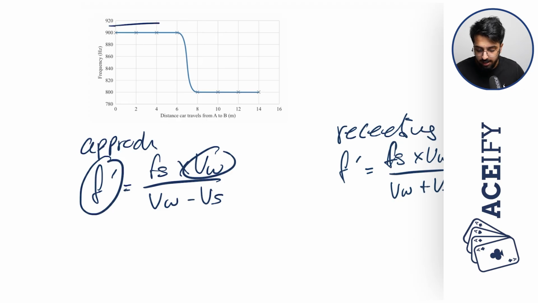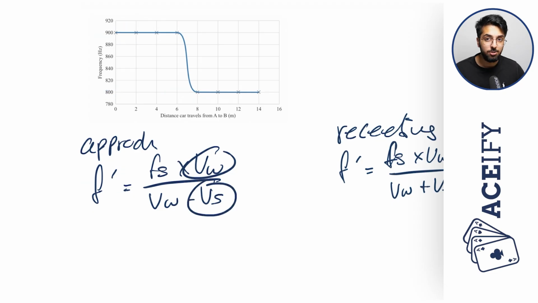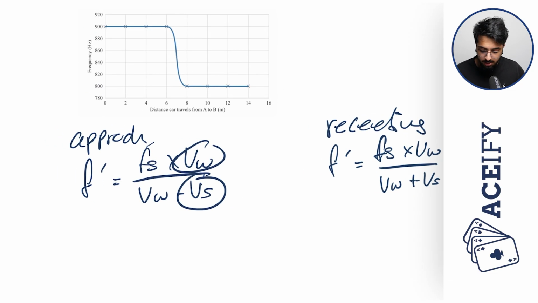On approach, that's 900 hertz, and when the car is receding, it's 800 hertz right there. What we're trying to find is the source velocity, so obviously we don't know that. We also don't know the source frequency. But this means we have two unknowns and two equations, and therefore we can use simultaneous equations.